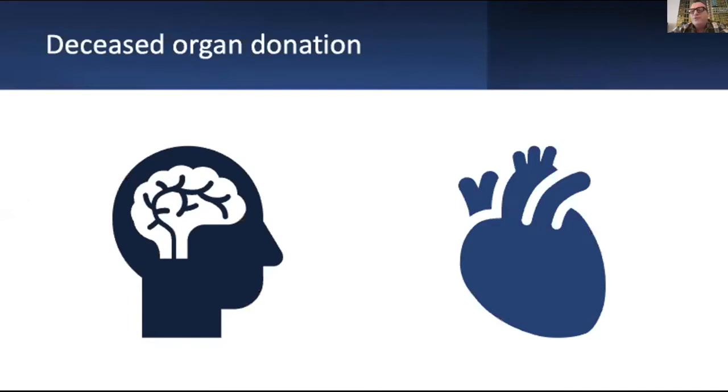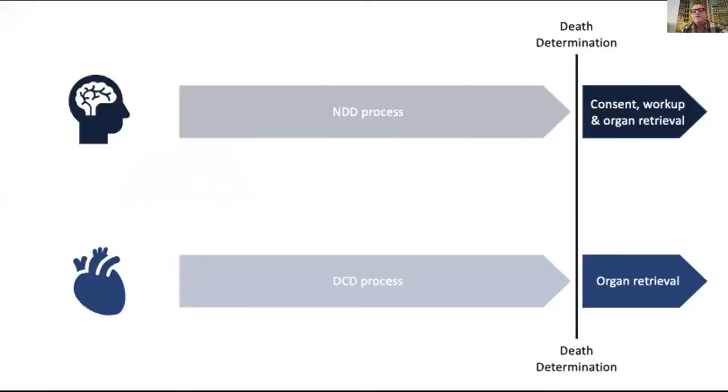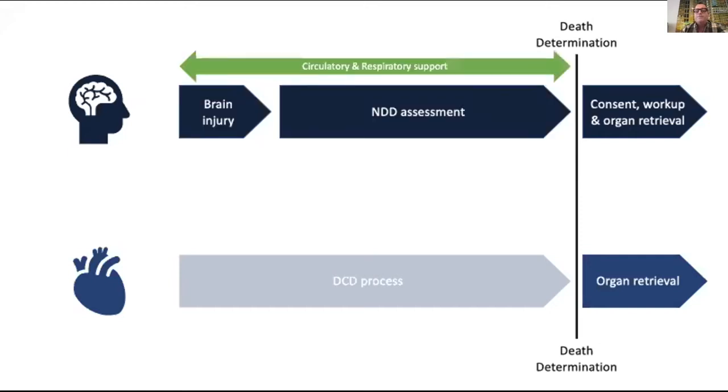There are 2 different circumstances in which organ donation after death occurs. Broadly, deceased organ donation may follow brain death, or it may follow circulatory death. For each, the process for the determination of death differs. Further, these processes have different implications for the viability of organs for transplant. So let's discuss each, beginning with organ donation after brain death.